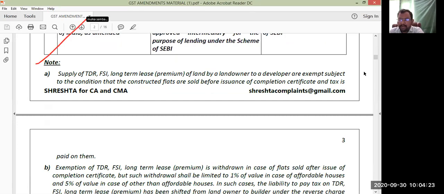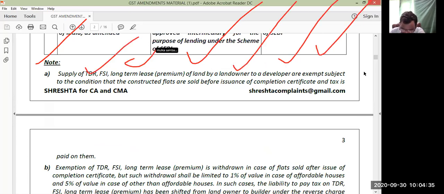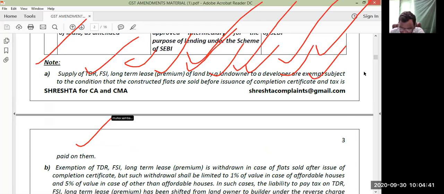Supply of transfer of development rights or floor space index, long-term lease, that is our second transaction of land, by a landowner to a developer, is exempt subject to the condition that the constructed flats are sold before issuance of completion certificate and tax is paid on them. They have used the word constructed flats, meaning the construction was already completed. Then it is purely a supply of immovable property, exempted from GST. Are you following, ma'am?